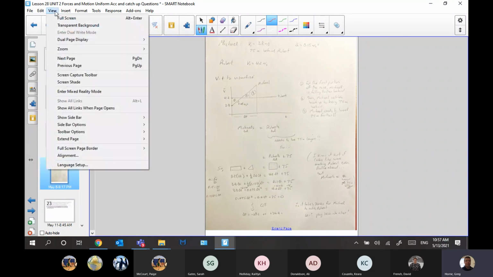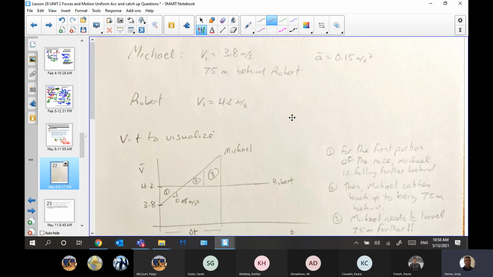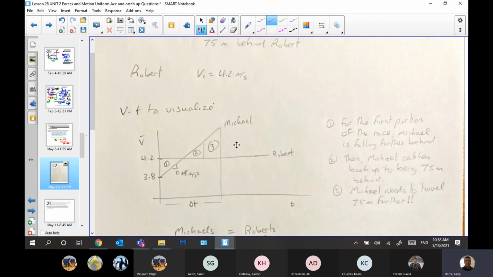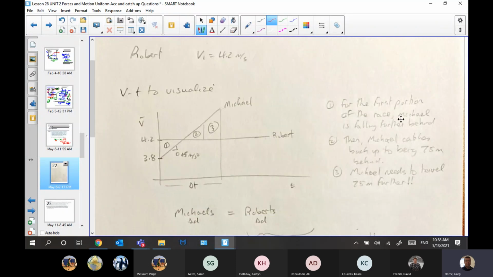So let's go full screen here and page width, and go through it. So here's the given information, obviously, like normal, write down your given information, maybe draw a graph to visualize things. The problem with the graph is you can't see the 75 meter head start business, right? But for the first portion, you can tell Michael's falling behind. Eventually, Michael starts to catch up, right?